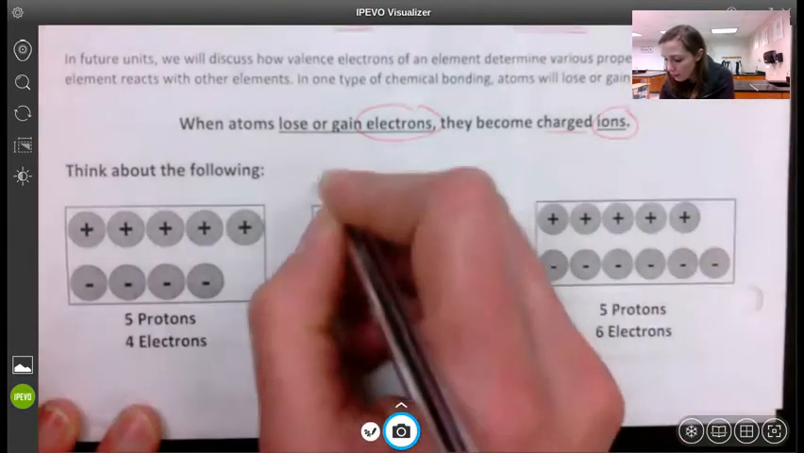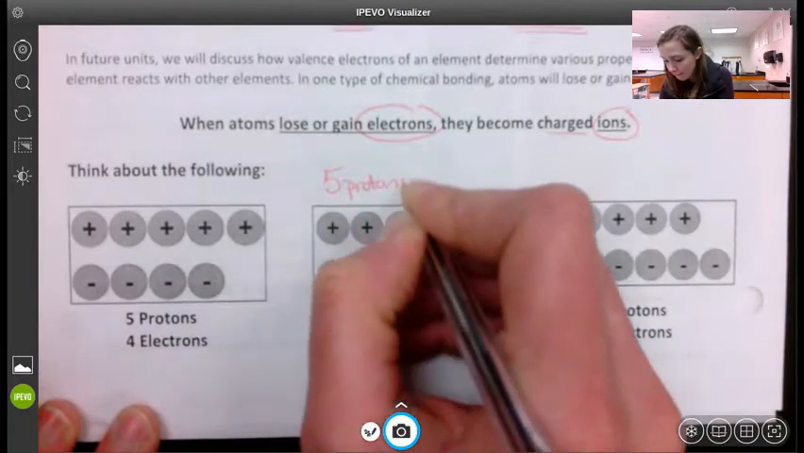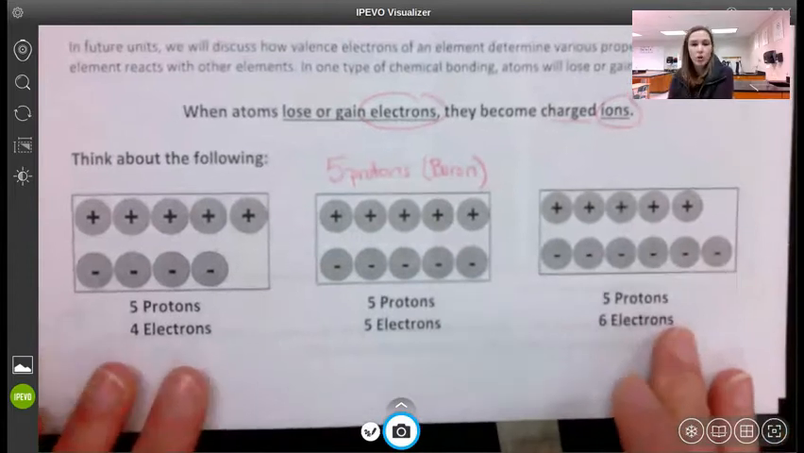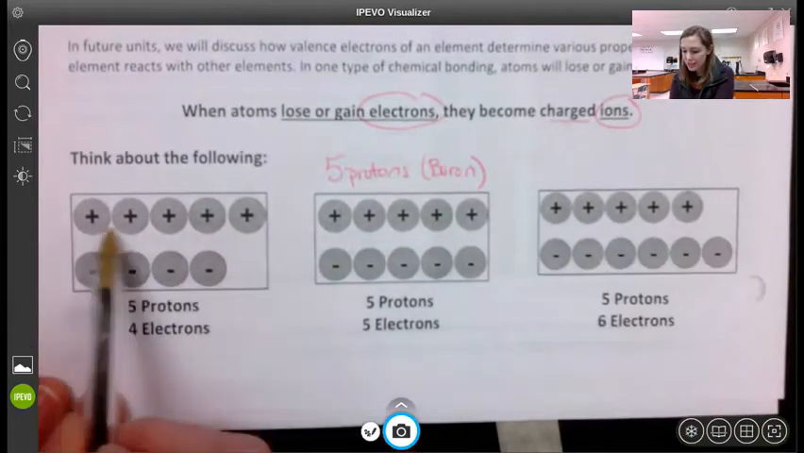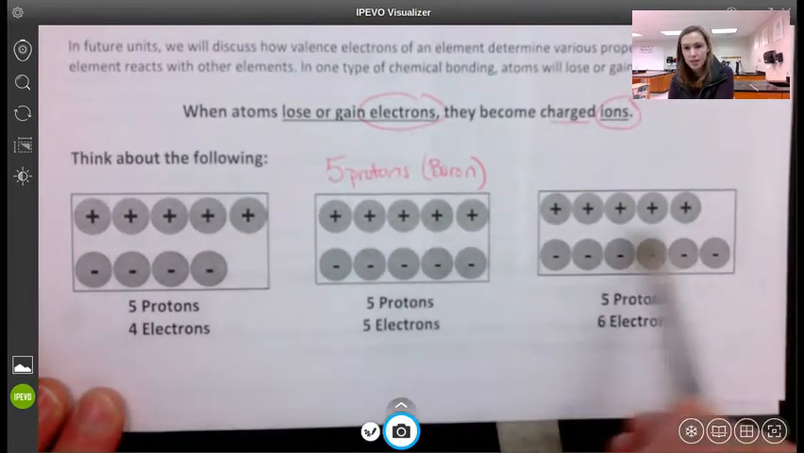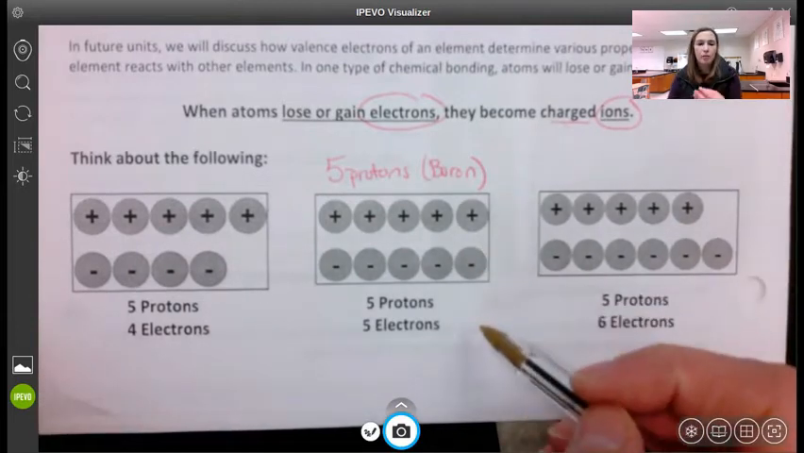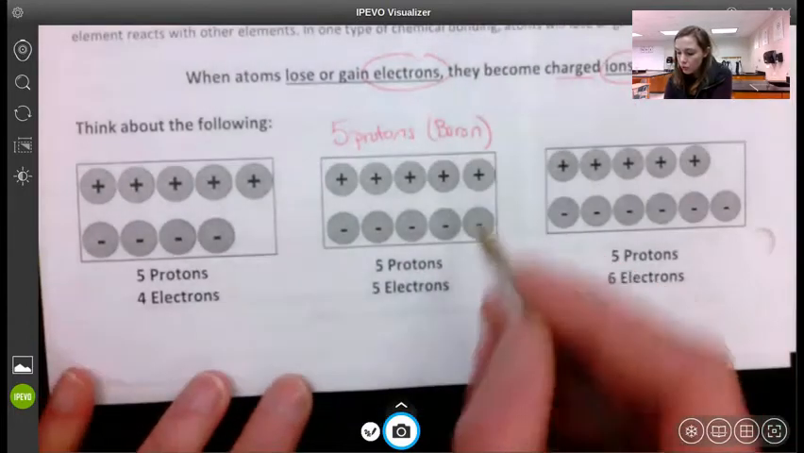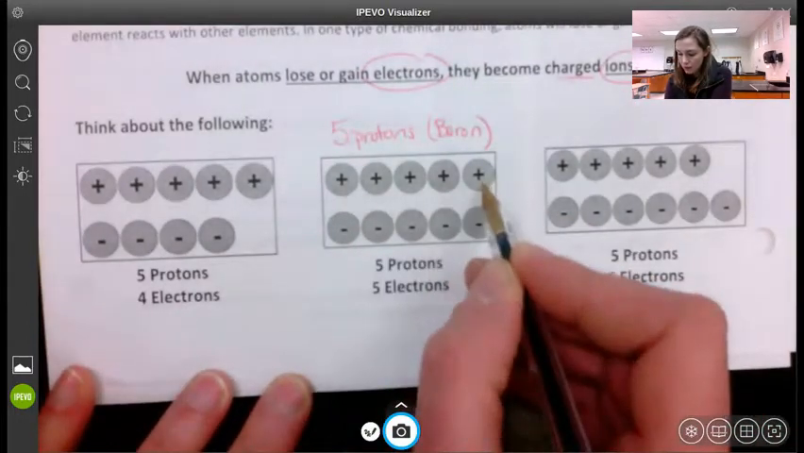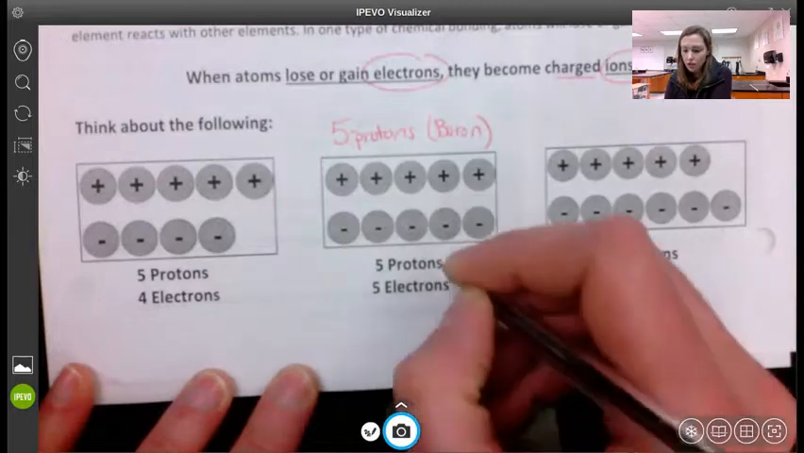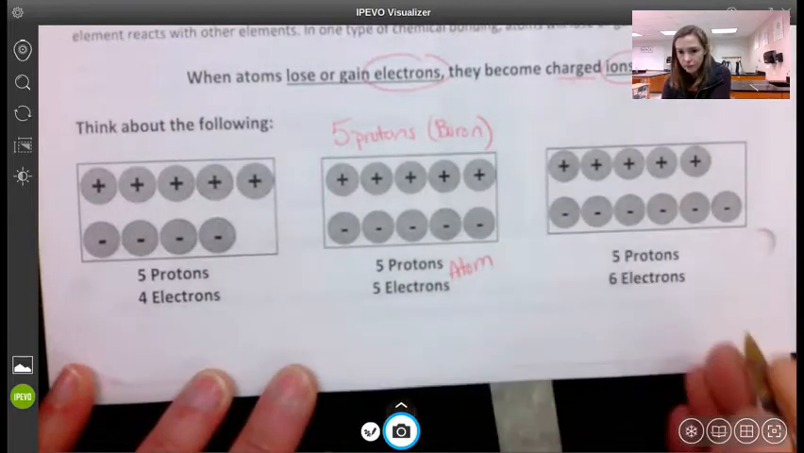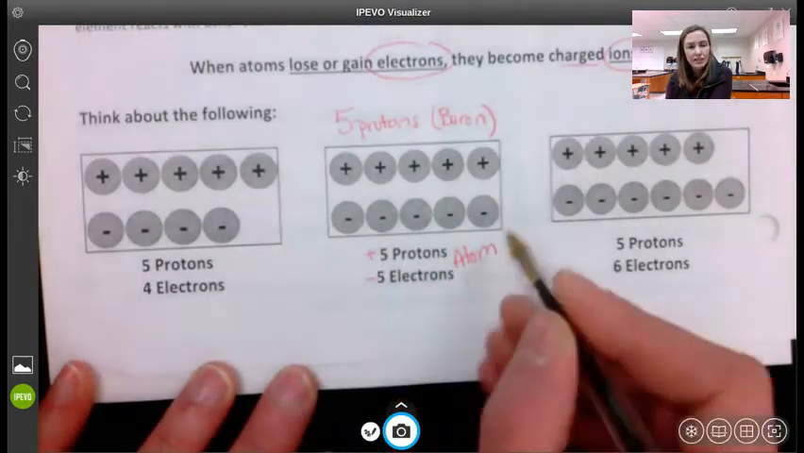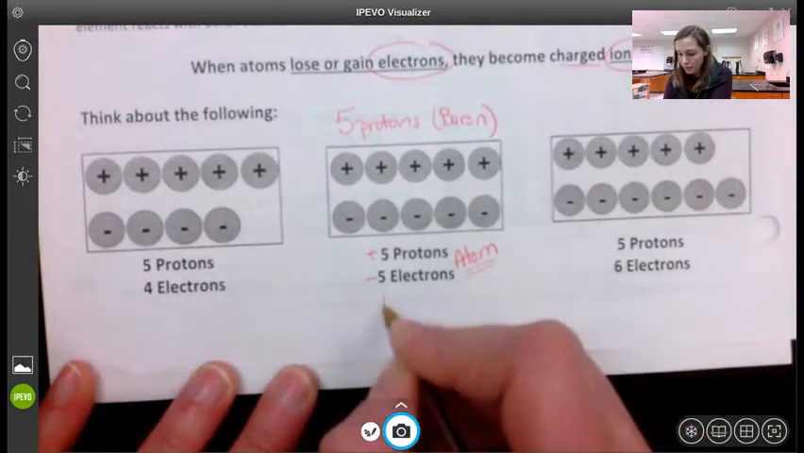So all of these have 5 protons, which means we have boron. We're just using boron as an example. 5 protons, 5 protons, 5 protons. And we're going to talk about how gaining and losing electrons will influence the charge. So with this, I have my 5 protons, and then I have an equal number of electrons. This would be your atom. Because I have 5 positives and 5 negatives, they cancel each other out. That's why atoms are neutral.